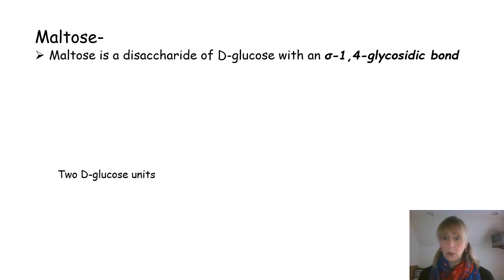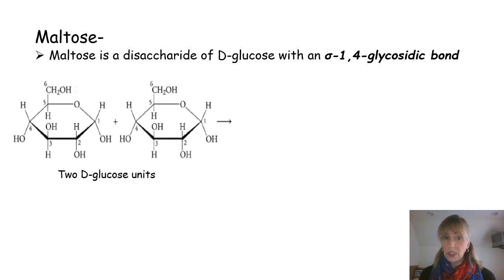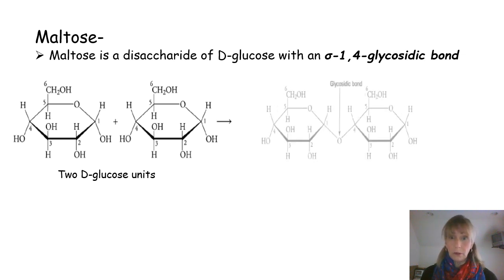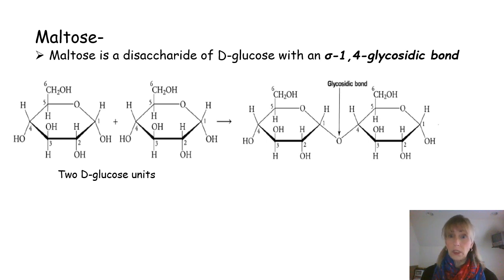So let's look at this. Let's take two glucose units. We'll look at them in their cyclic forms. Two glucose units, and we have our OH groups going down, so they're alpha D-glucose units. We're going to form what's called a glycosidic bond.